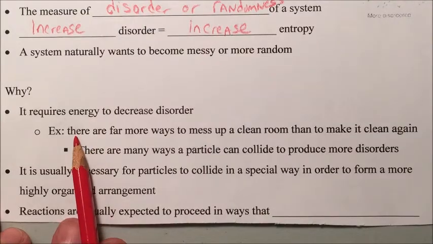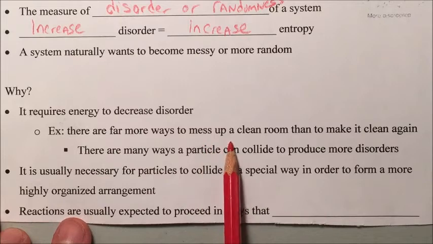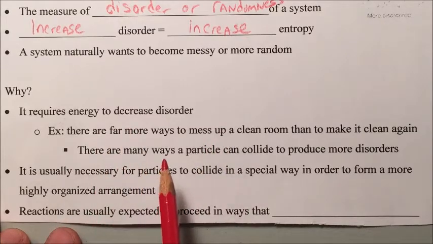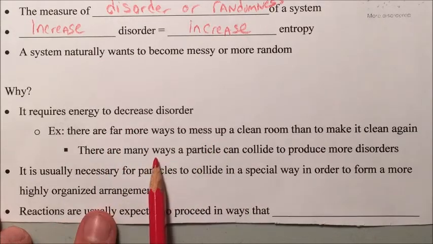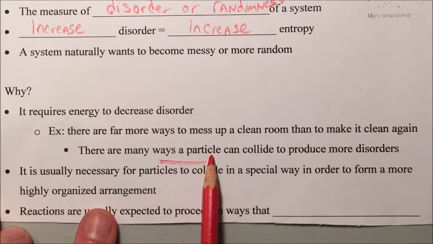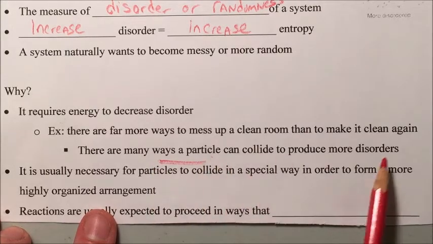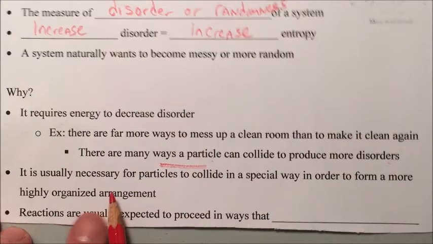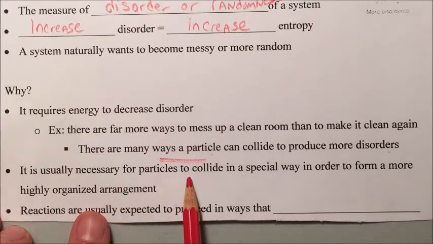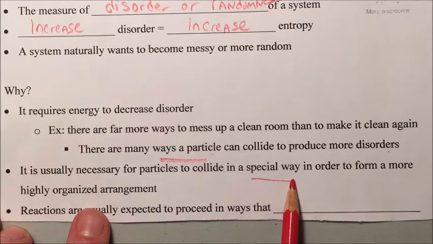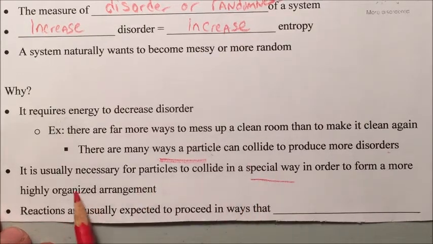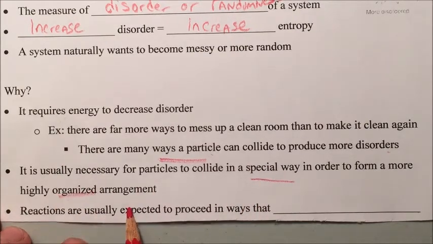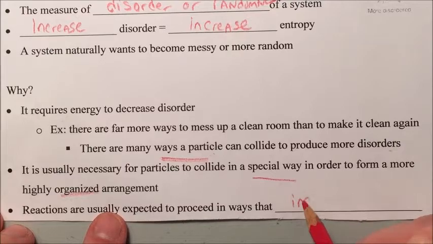Okay, so now back up here, we took a look at this example with the room, and this relates to how molecules can collide. So obviously, like we just said, there are many more ways that a particle can produce disorder, and only a few ways that we can produce a new compound. So we can only have this occur in specific ways in order to form a highly organized arrangement. Reactions are usually seen to proceed in ways that increase entropy.